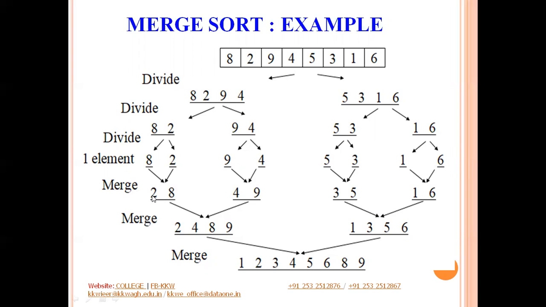Okay. So you compare now 2 and 4 first. Which is smaller? 2 is smaller. So 2 will come here. H pointer will get incremented and will now point to 8. So you now compare 8 and 4.